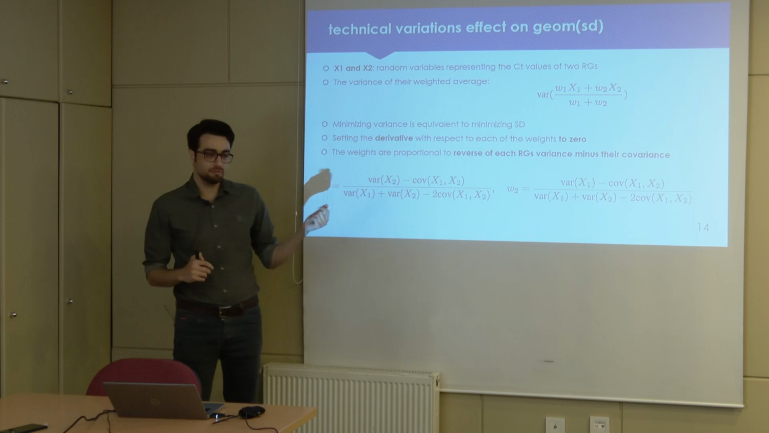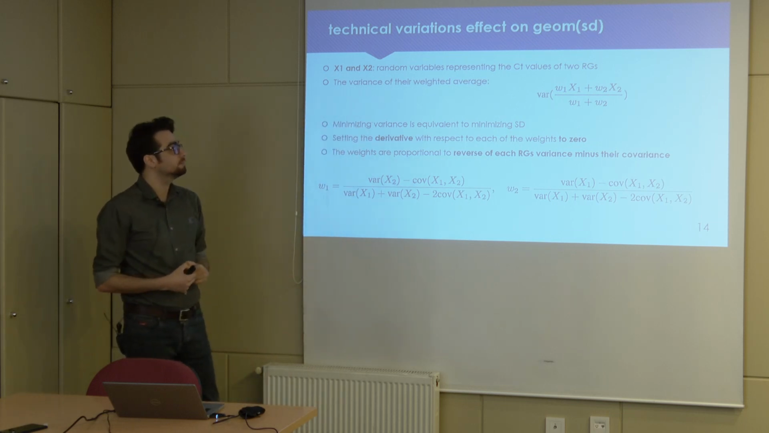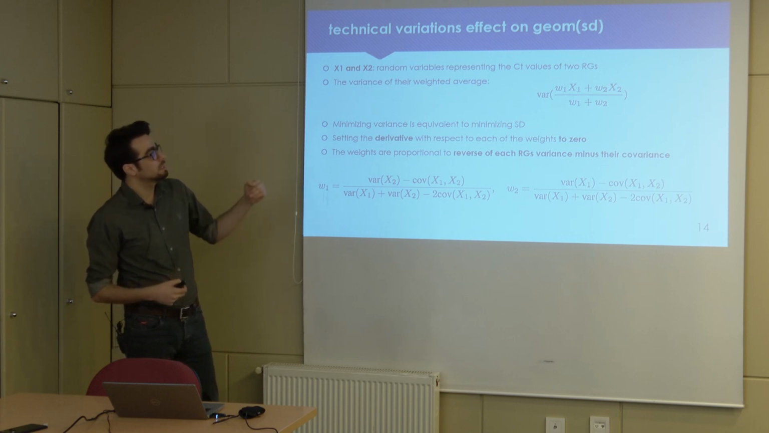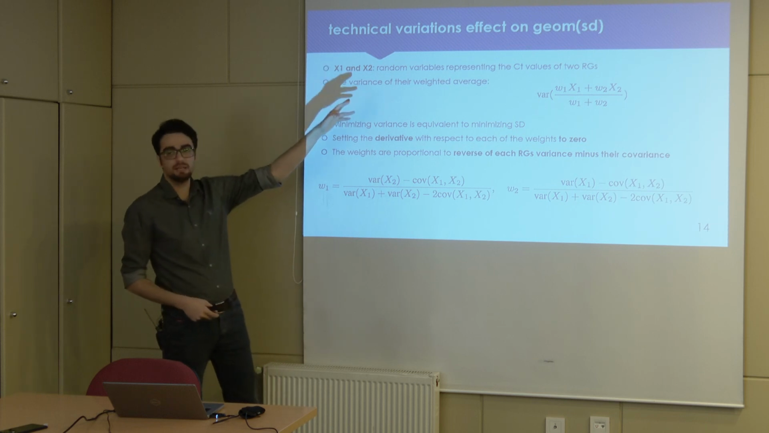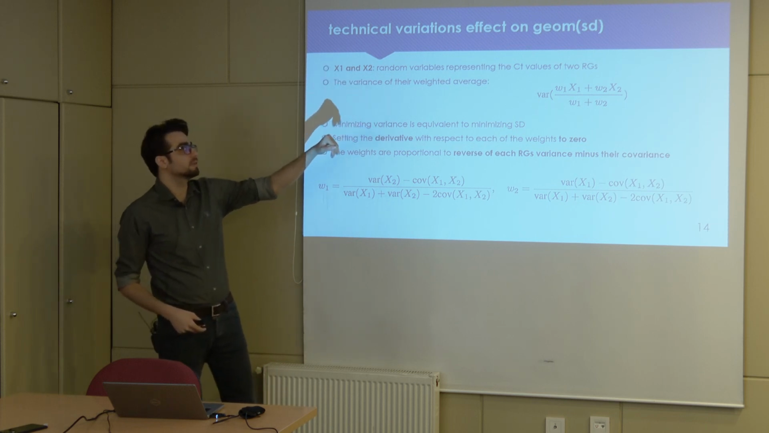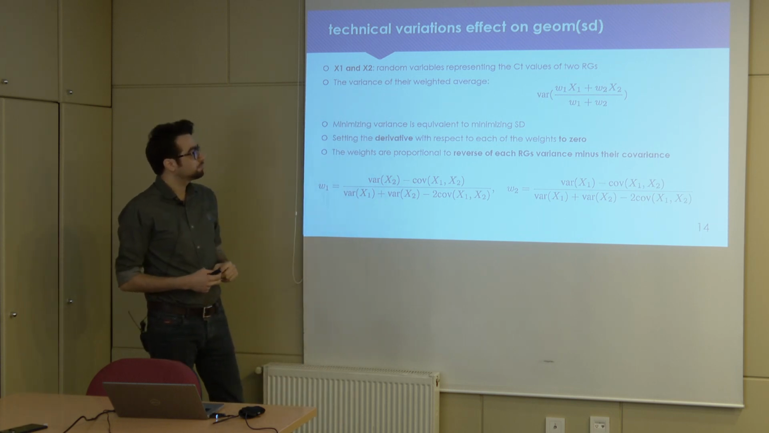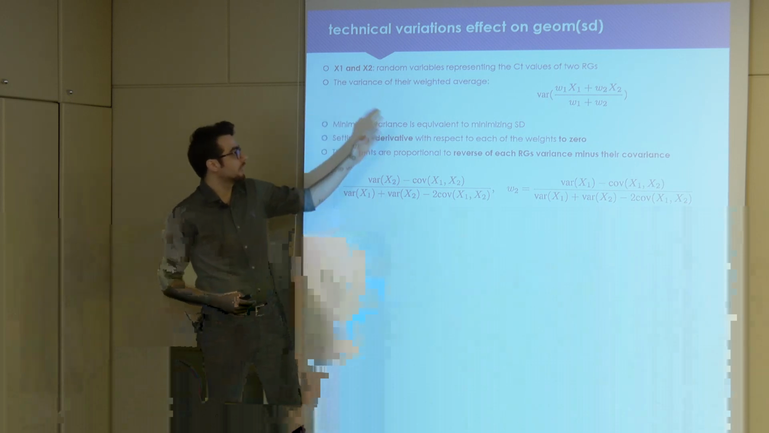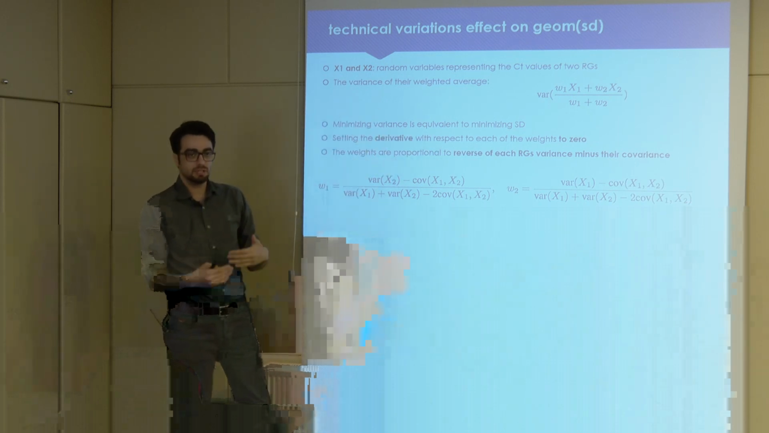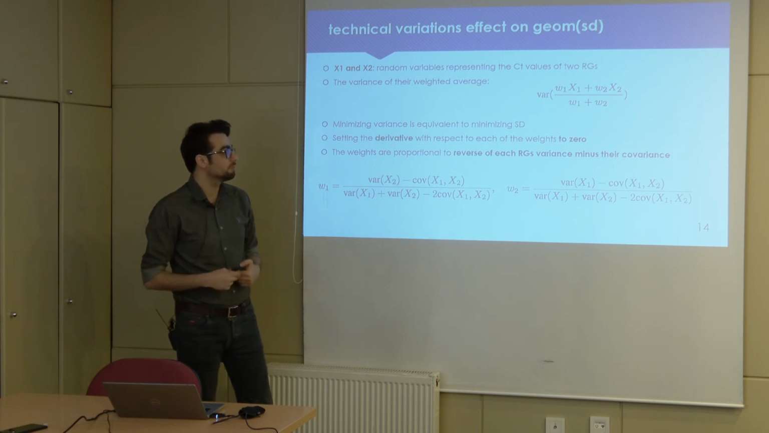Here I'm explaining another interesting feature we found in the solution of the GeoM-SD method. I'm modeling the expression of two reference genes, X1 and X2, as two random variables. This represents their CT values, and our objective was to minimize the standard deviation, and minimizing standard deviation and variance are equivalent.